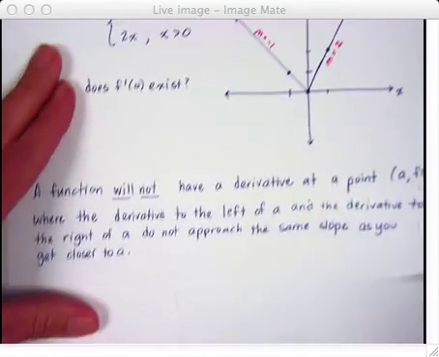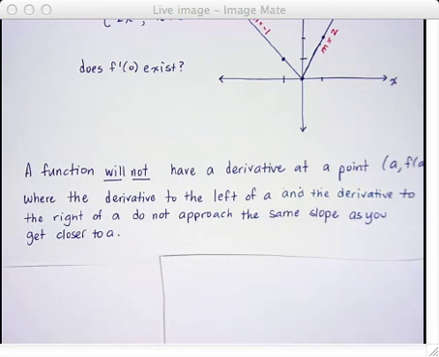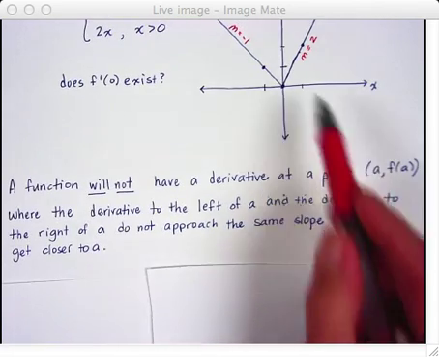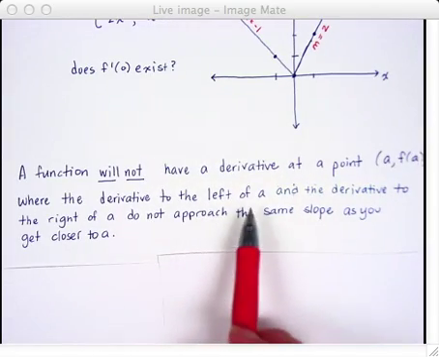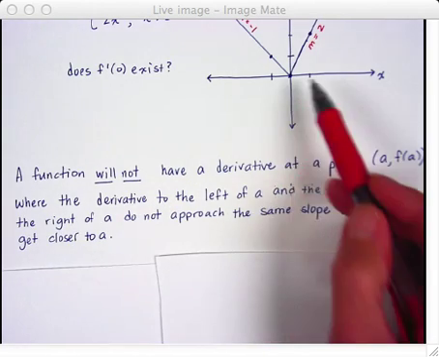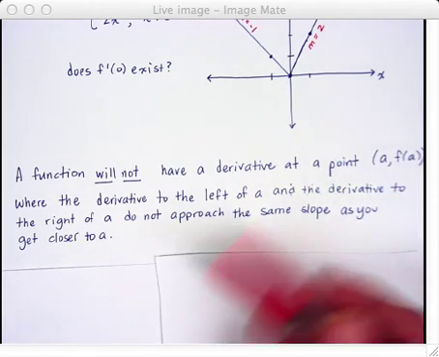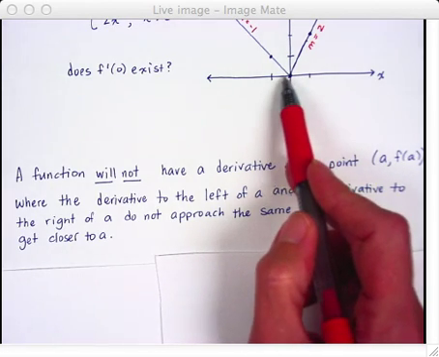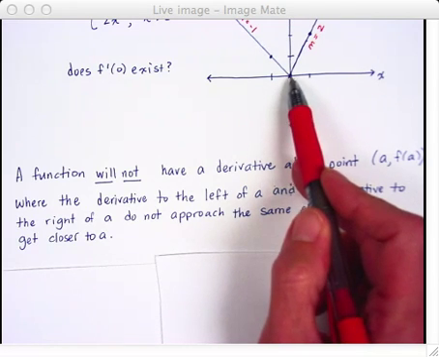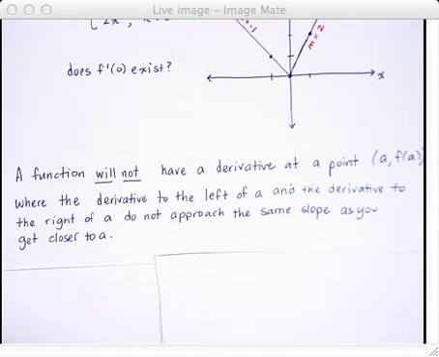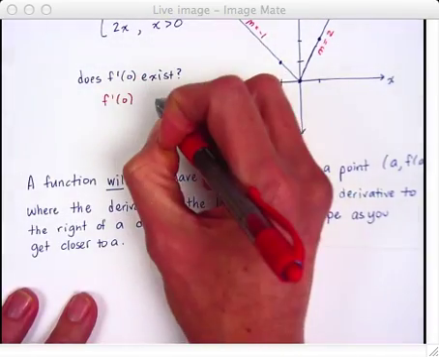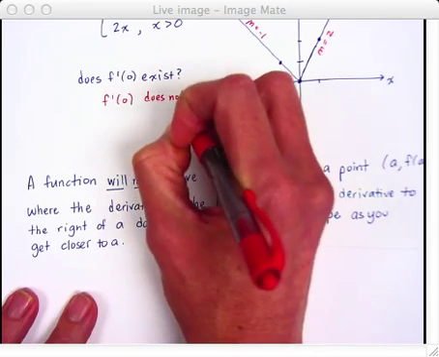So in general, a function will not have a derivative at a point, in this case x equal to 0 or 0, 0, where the derivative to the left of a and the derivative to the right of a do not approach the same slope as you get closer to a. So as I'm getting closer to a from the left, the derivative is negative 1. As I'm getting closer to a or 0 from the right, the slope is 2, and it'll never become the same value. So therefore, f prime of 0 does not exist.